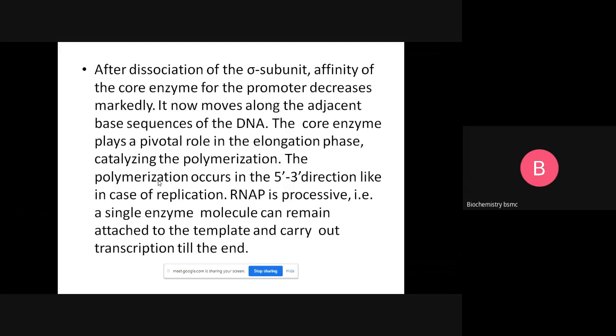The polymerization occurs in the 5' to 3' direction, just as in the case of replication. Here it is also the 5' to 3' direction. The first nucleotide is 5' because it bears the triphosphate residue, and one after another, the 3' hydroxyl group of the first nucleotide will be attaching with the 5' end of the next nucleotide. That we shall see.